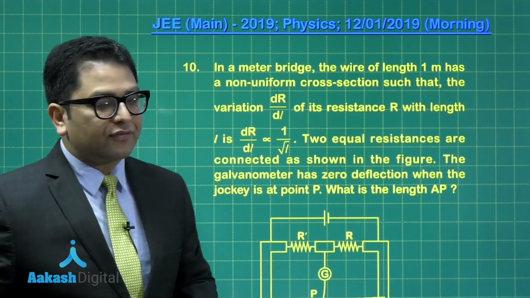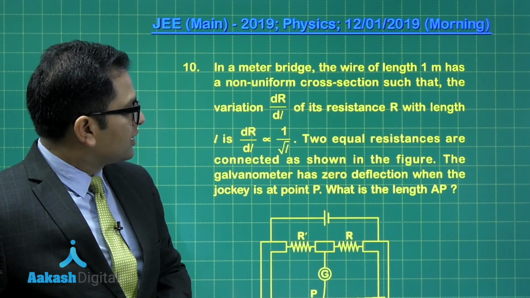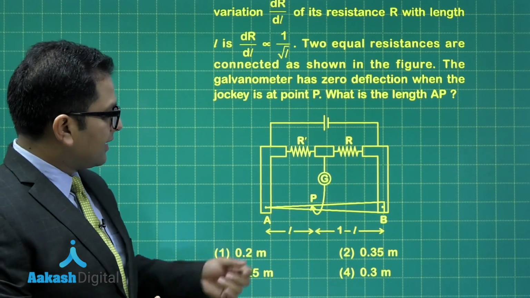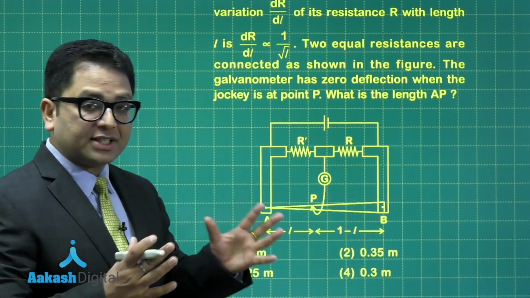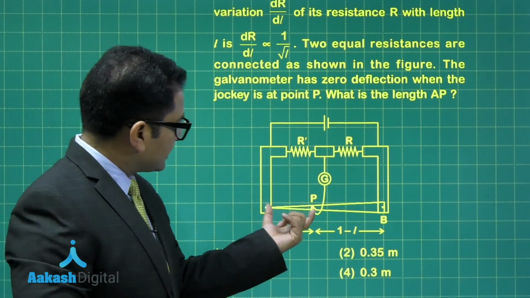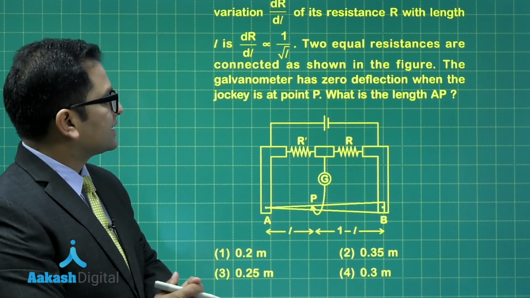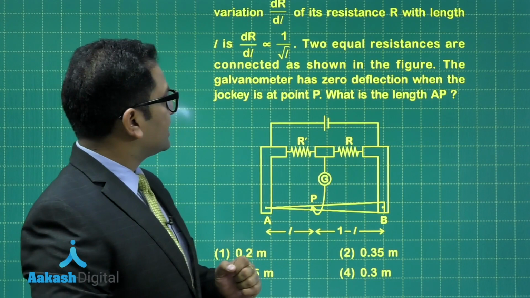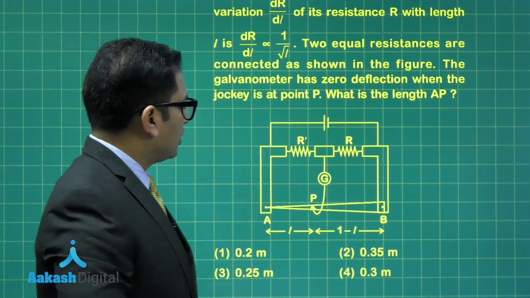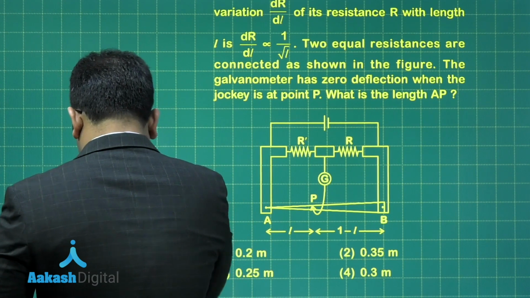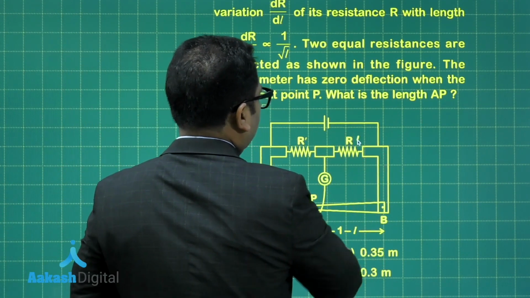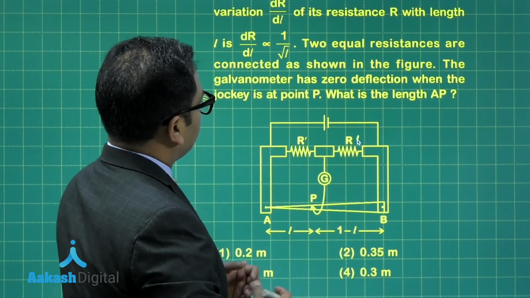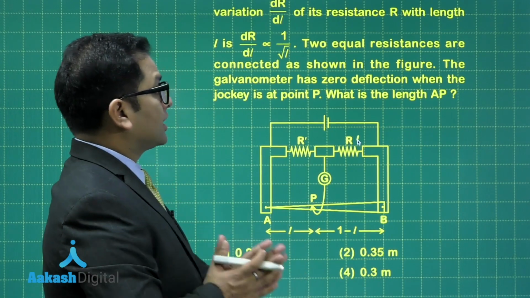Let me try to show you the figure, that would make the matter easier. So there is the situation. Here you see this is the meter bridge and the wire is non-uniform, which is very clear. This length is L, this is 1 minus L, for the sake of reference. It says two equal resistances are connected as shown. So this is R dash and this is also R dash, two equal resistances. The galvanometer has zero deflection when the jockey is at point P. What is the length AP?